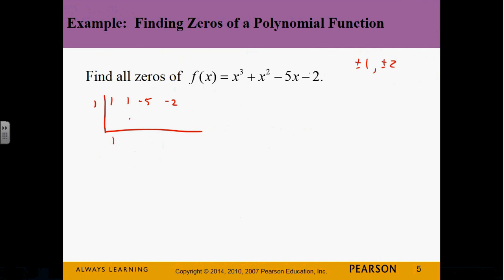So bring down the 1, 1 times 1 is 1, bring down the 1 is 2, 2 is negative 3, negative 3, negative 5. Did that give us a 0 for a remainder? No, that means that 1 is not a 0. So now we go to negative 1. So 1, bring it down, multiply, 0. 0 is negative 5, is 5, is 3. Didn't get a 0 as a remainder, therefore that's also not a 0.